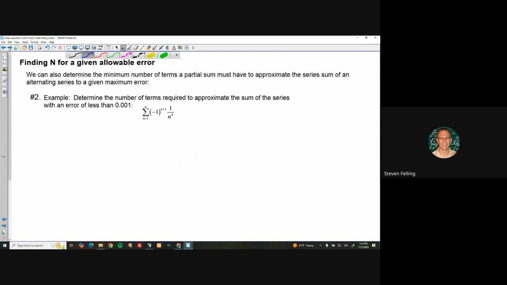Okay, let's take a look at another example. Determine the number of terms required to approximate the sum of a series with an error of less than 0.001. Well, what we can do is this. I would say, let's include, I'm going to use a capital N for how many terms I'm including. So let's include capital N terms. And that means that the theorem says the absolute value of the error is less than or equal to the first neglected term.